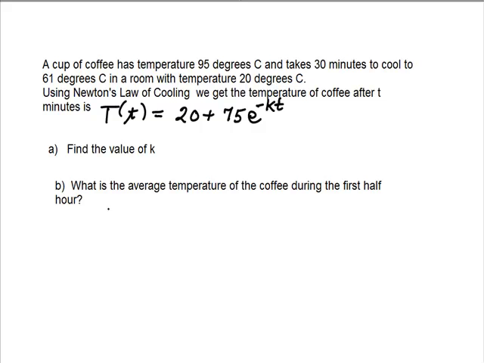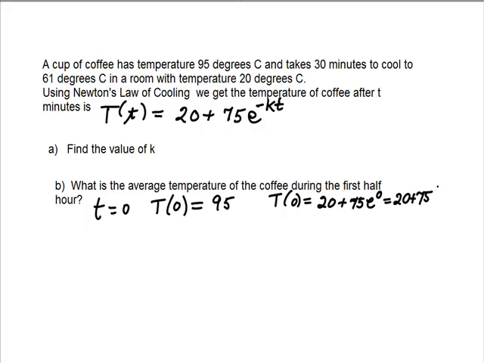Okay, so to start with, we know T is time in minutes. So when T is 0, everybody, what is T of 0? So T of 0 is 95, and we know that's true because T of 0 is 20 plus 75 e to the 0, which is 20 plus 75 times 1, which is 95 degrees. So to get K, we know that T of 30 minutes is 61 degrees. So we're going to substitute T being 30, and that's going to allow us to get K.